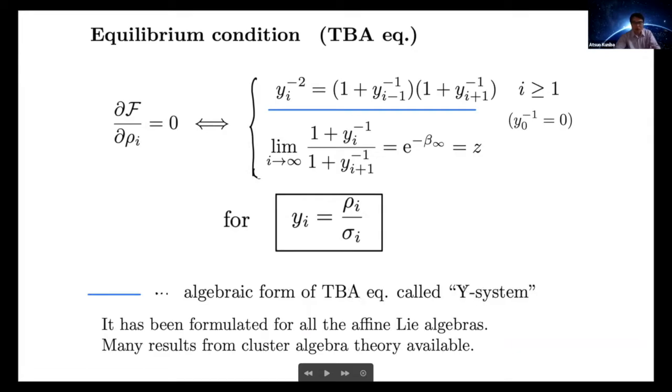Usually the TBA equation is an integral equation including a spectral parameter, but this can be regarded as a very special limit of that, the so-called constant Y-system. It has been formulated for any affine D algebra, and many results from cluster algebra theory are now available, but I won't talk about that. Anyway, the problem is to find the solution of this equation with this boundary condition. Observe that this is a second order difference equation, and I have one initial condition and one kind of final condition.